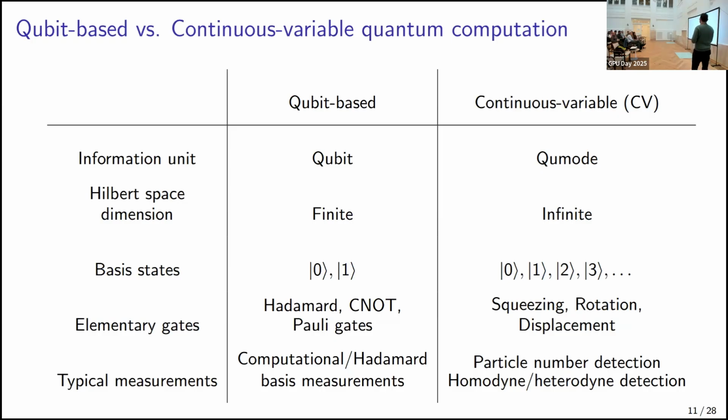In qubit-based systems, your Hilbert space dimension is finite. In continuous variable systems, it's infinite. The basis states in a qubit are 0 and 1. In a continuous variable system, 0, 1, 2, 3, and so on. It can go to infinity. You have these elementary gates, which we have been talking about: Hadamard, CNOT, and Pauli gates. And in continuous variable settings, you have quite different gates. I will talk about it.